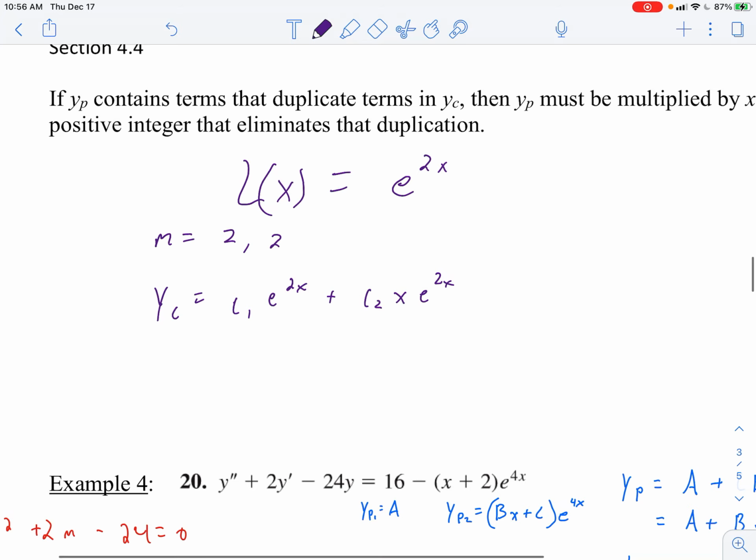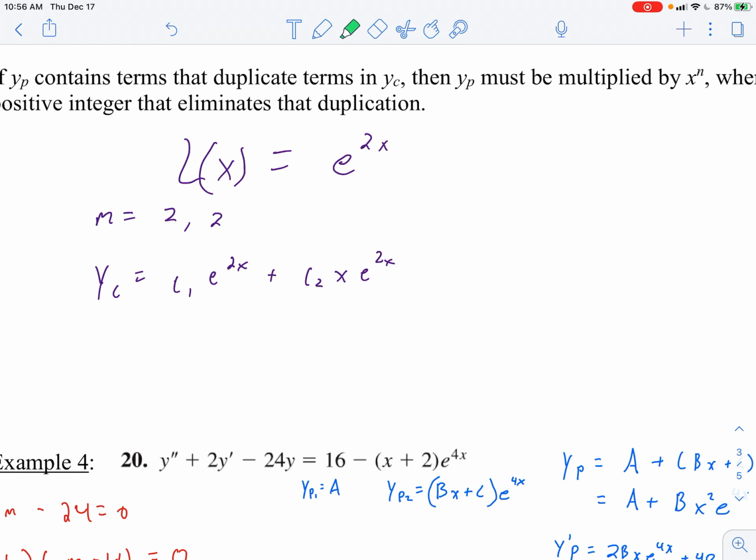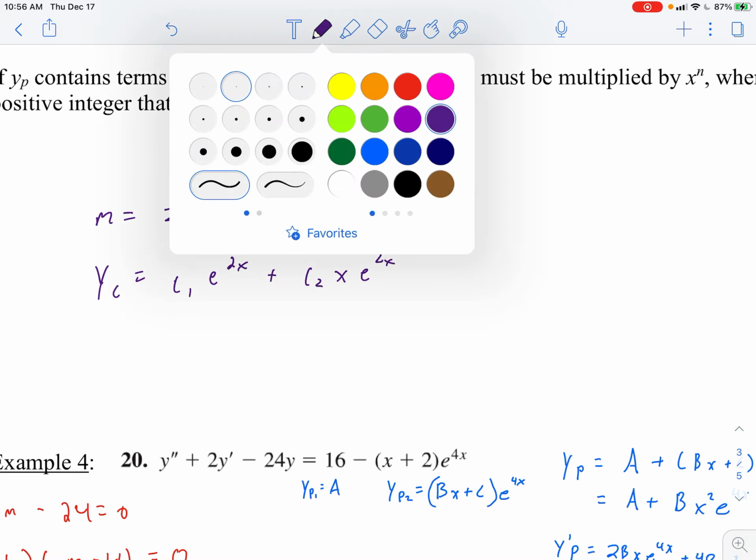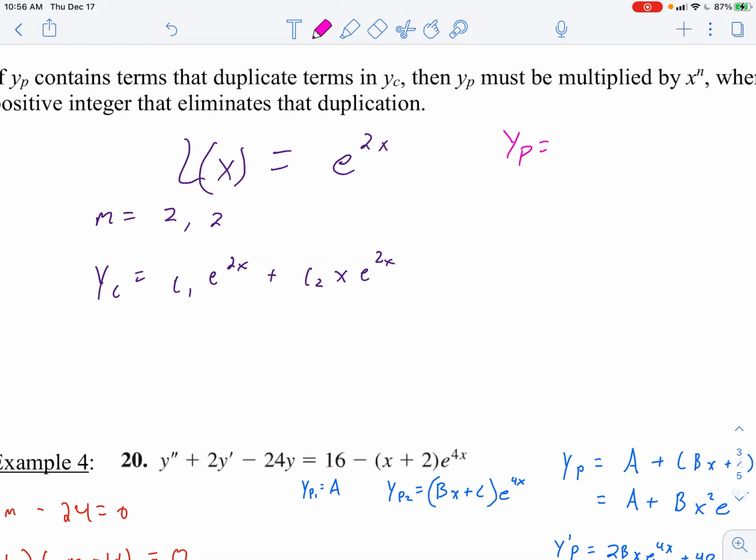Now, because I have this, I know that my y sub p would have to be a e to the 2x, but a e to the 2x is already there. So what I would do is, okay, let's put an x there. There's a problem. That's already there as well. So therefore, I'm going to go ahead and put an x squared in, and is that there? No, so I'm good. All right, so again, I can continue to do that until I don't have any solutions that repeat.